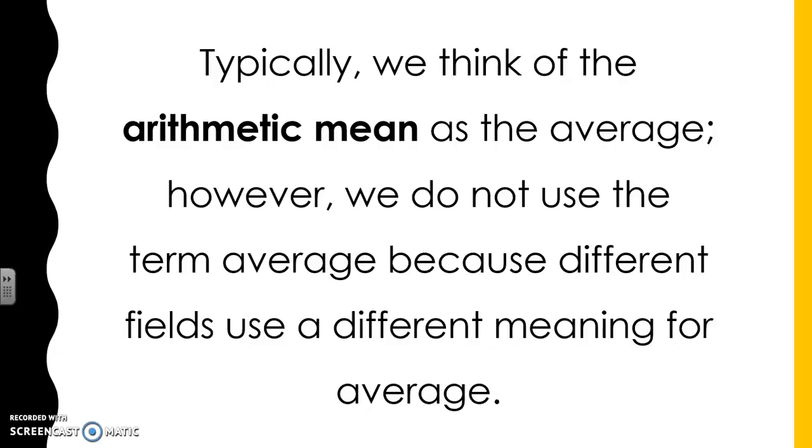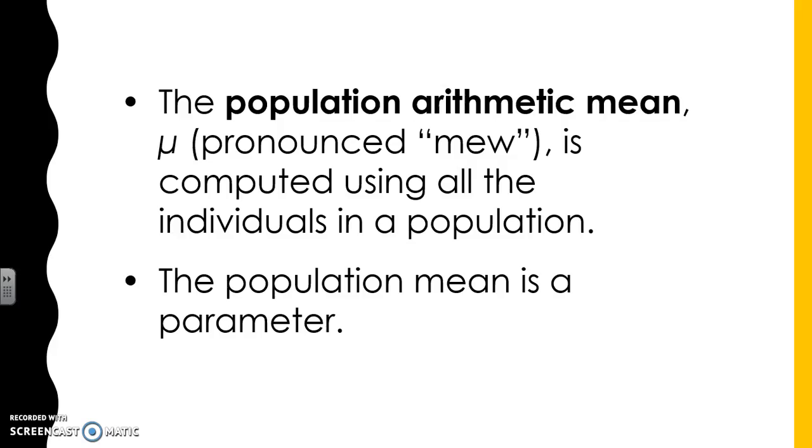But the reason we do not use the term average is that different fields may use a different meaning for average. And so we just want to clarify that we're using the total of all the values divided by the number of observations. We're getting into some symbols here, so you may want to jot these off to the side, write down what they are, and then keep that running list.